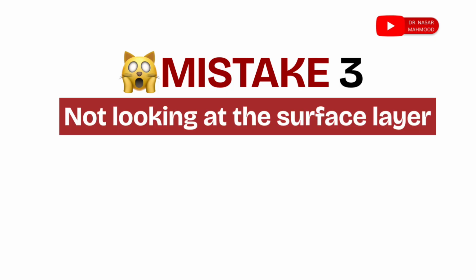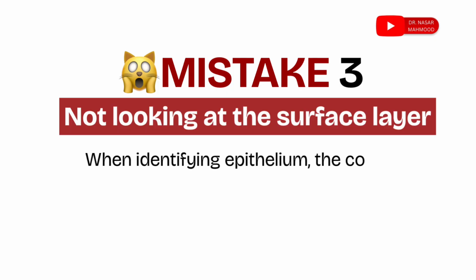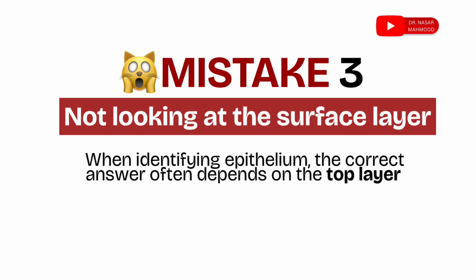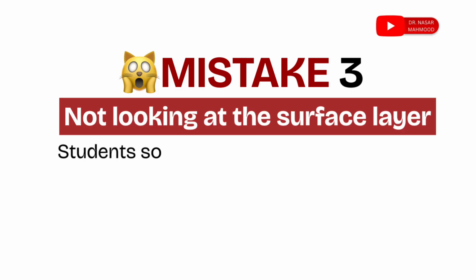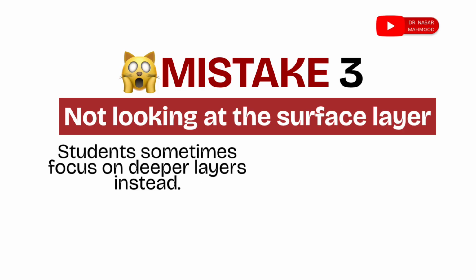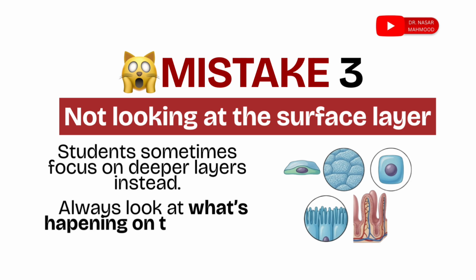Mistake number 3. Not looking at the surface layer. When identifying epithelium, for example, the correct answer depends on the top layer. Students sometimes focus on the deeper layers instead. Always look at what's happening at the surface. It'll give you a good indication of how to move forward next.